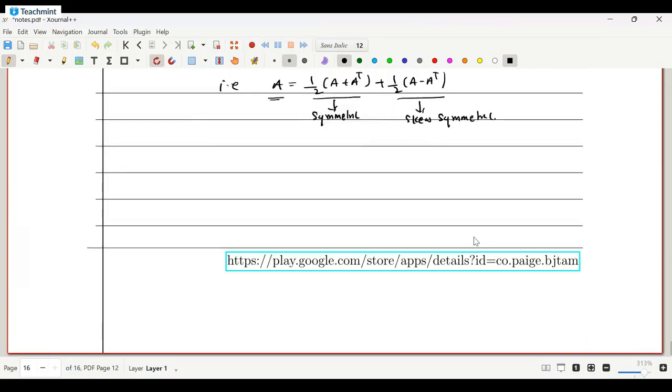Next one, problem. Suppose assume that let A is equal to the matrix 0 minus 2, minus 2 0, and x is equal to 1 2. Then x transpose Ax is equal to dash.